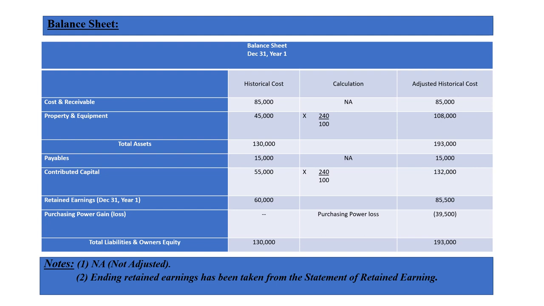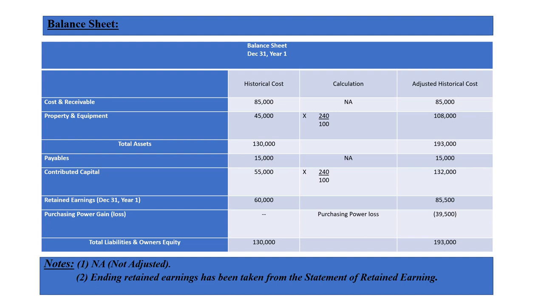Monetary items, which are cash and accounts receivable, are not adjusted. Not adjusted means we use the same amount as in historical cost, so the adjusted historical cost is 85,000. All liabilities are monetary items, not adjusted too, so their adjusted historical cost is 15,000 as well.